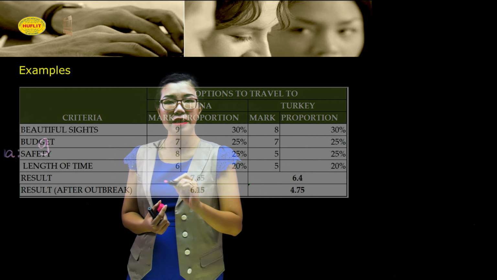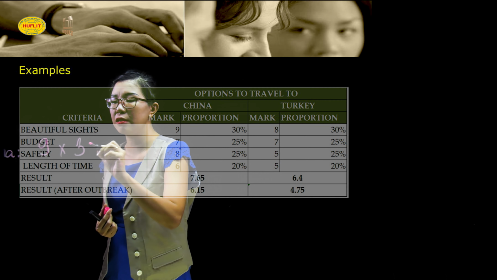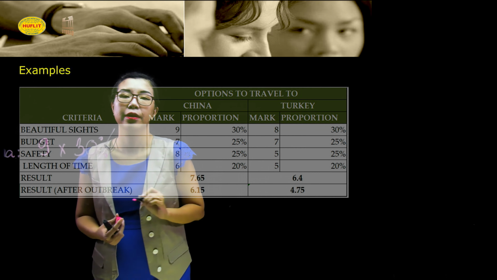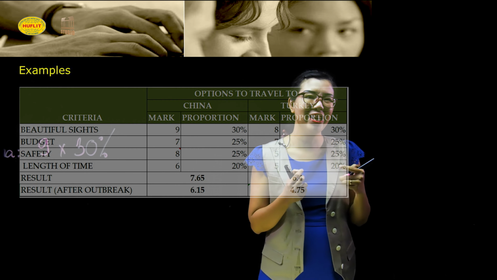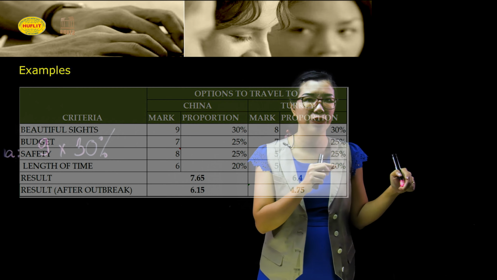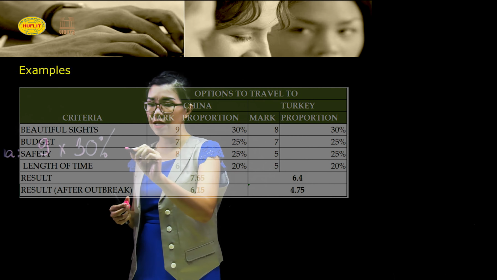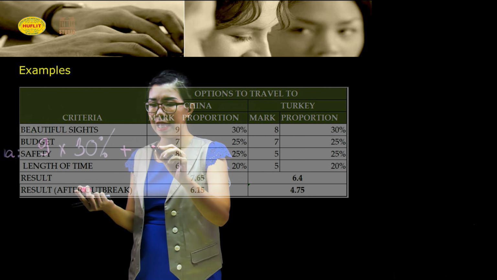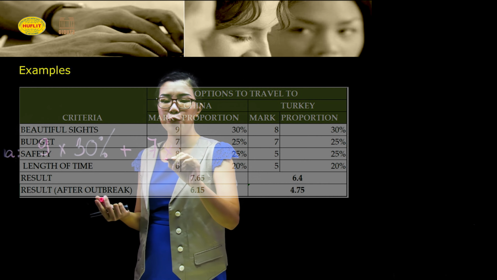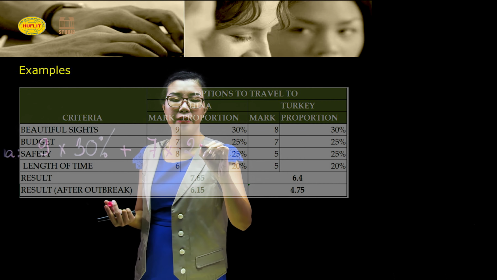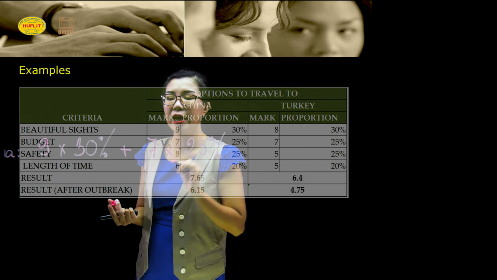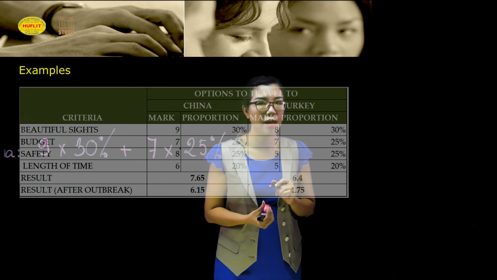So China gets a 9, times 30% for the size of beautiful sites. And if we look at the budget, the budget of China seems to be a little bit less compared to Turkey. Okay, a little bit less, but maybe we can say it's going to be the same, 7 times 25%, for China. This is the budget.